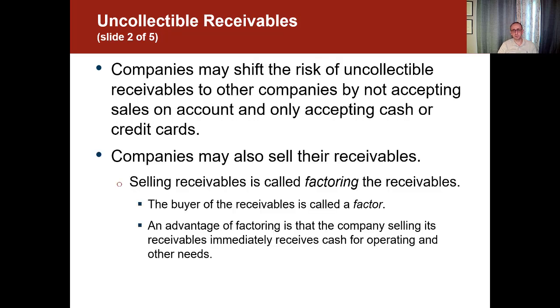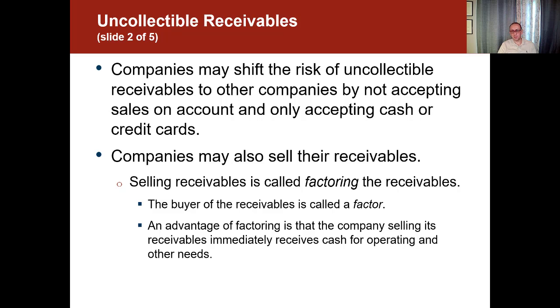Companies may shift the risk of uncollectible receivables to other companies by not accepting sales on account and only accepting cash or credit cards. Many businesses do that. They don't offer credit, and if they don't offer credit, sometimes they lose sales. Companies may also sell their receivables, which we call factoring. The buyer of the receivable is called a factor. An advantage of factoring is that the company selling its receivable immediately receives cash for operating and other needs.